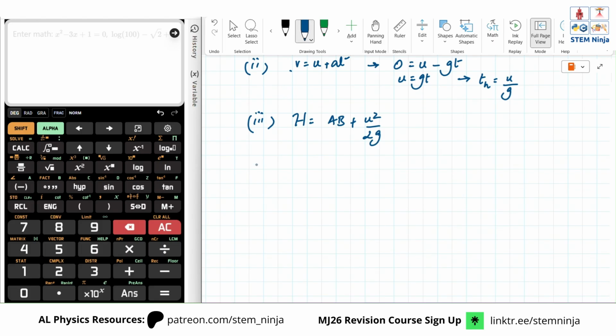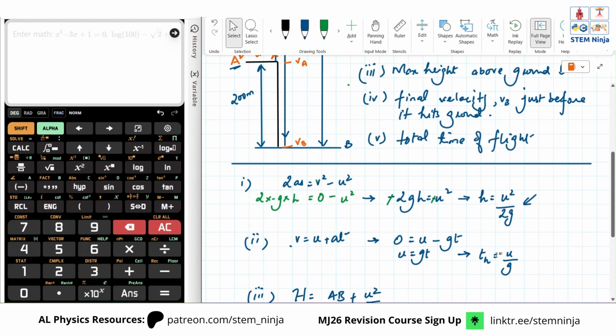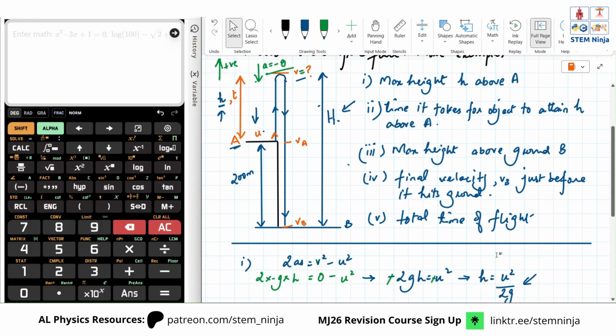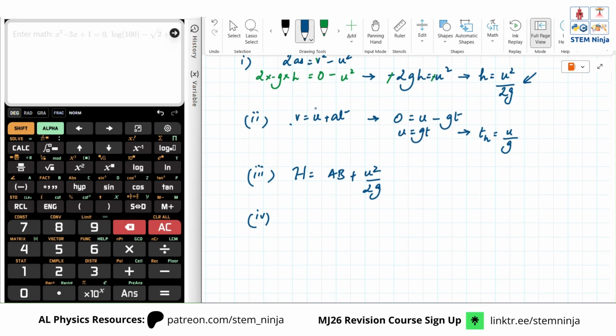Okay, now for these last two, there are two things we can do. We know the maximum height now, so we can talk about the motion from the highest point to the lowest point. We can just use that, so considering only downwards motion.